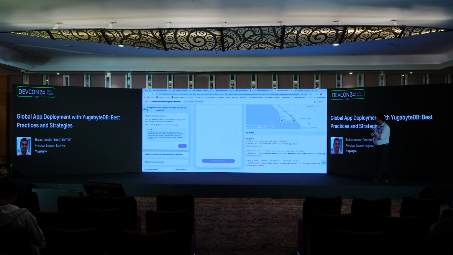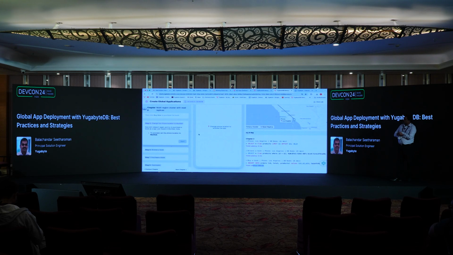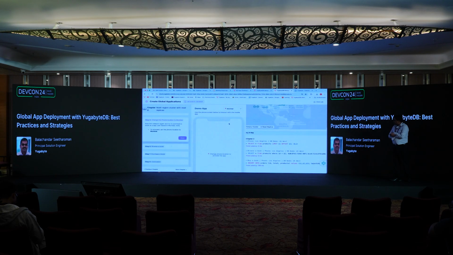So let's see now. Let's take another location, right? Let's say now I'm moving or roaming to Mumbai. Now I am going to use the same application, right? So let me just choose Mumbai as a location. So if I choose Mumbai as a location, now I'm going to rely on my read heavily from my local read.